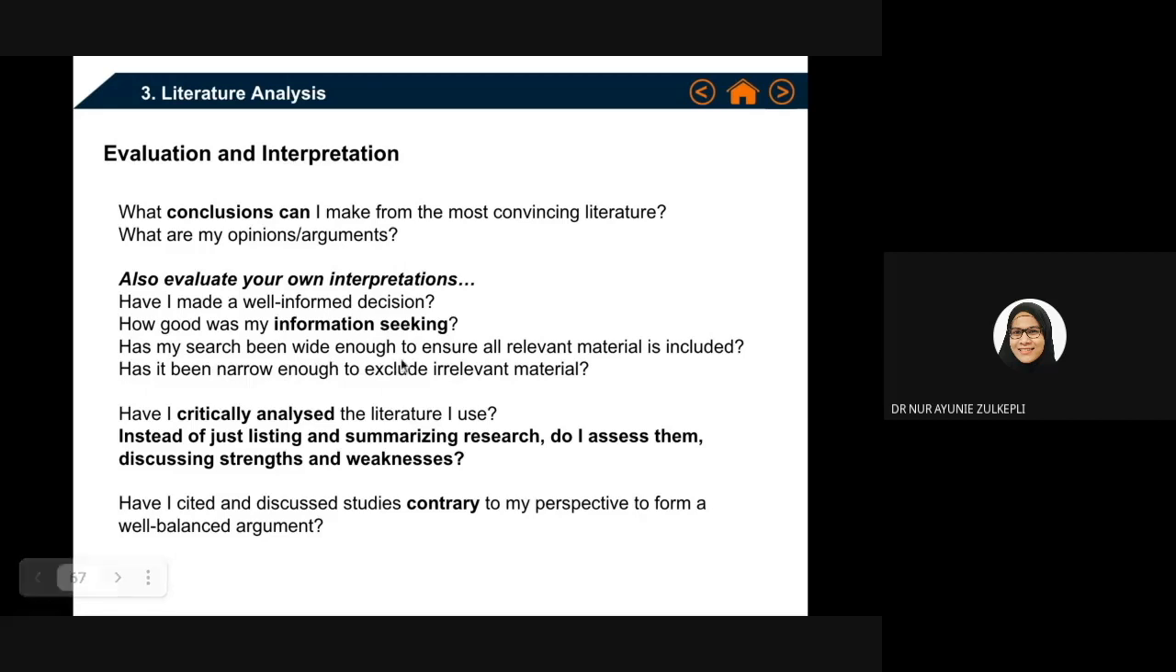Has my research been wide enough to ensure all relevant material is included, or could there be some important point or paper that I missed? Has it been narrow enough to exclude irrelevant material? Have I critically analyzed the literature I use, or do I just agree with what the papers are saying? Instead of just listing and summarizing research, do I assess them and discuss the strengths and weaknesses? So you have to ask yourself this type of question before you come to a conclusion for your literature. Okay.